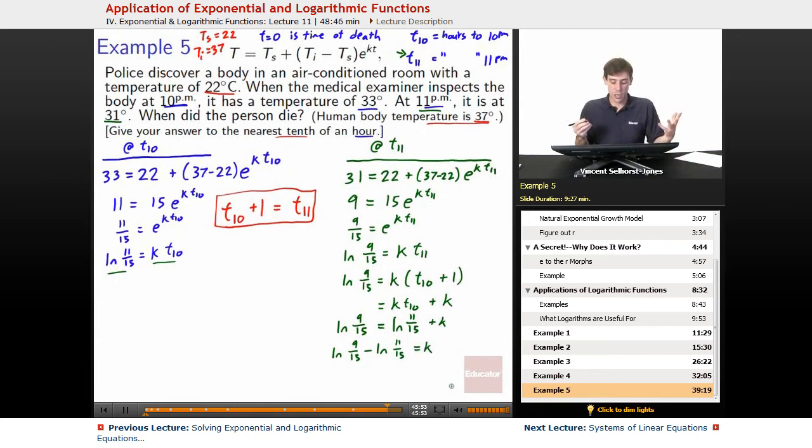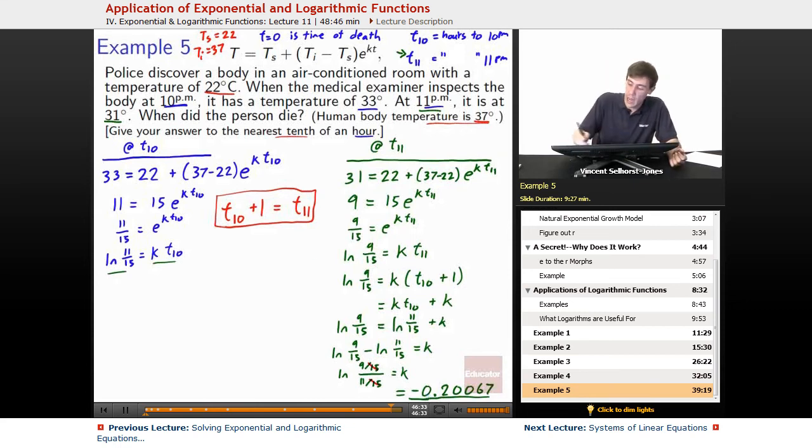Now at this point we could just punch that into a calculator, or we could remember the properties that we know if we want to do a little bit less in our calculator. So that's natural log of 9 over 15 divided, because subtraction outside of logarithms becomes division inside, by 11 over 15. Since we're dividing by 15 on the top and the bottom, they cancel out, and we're left with the natural log of 9 over 11 is equal to k. We take the natural log of 9 divided by 11 in our calculators, and we wind up getting negative 0.20067 as our constant for k. Our proportionality constant of k is negative 0.20067.